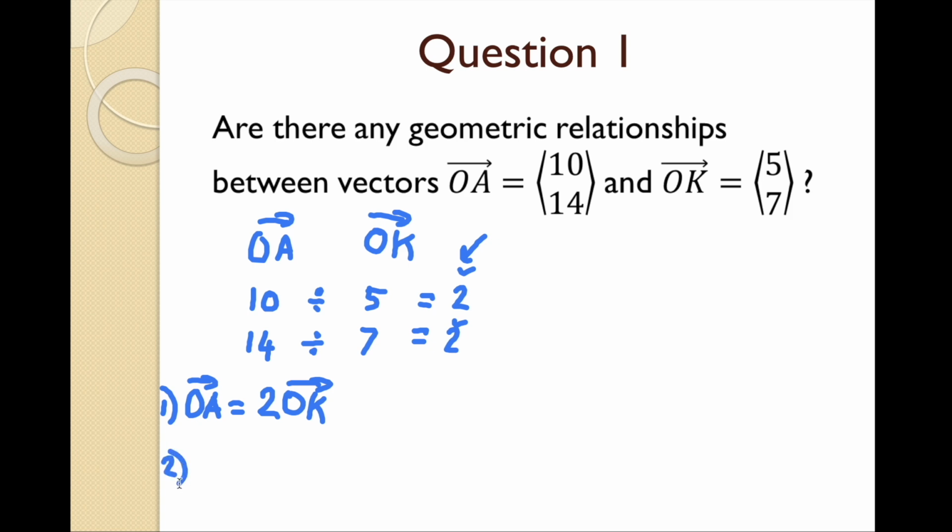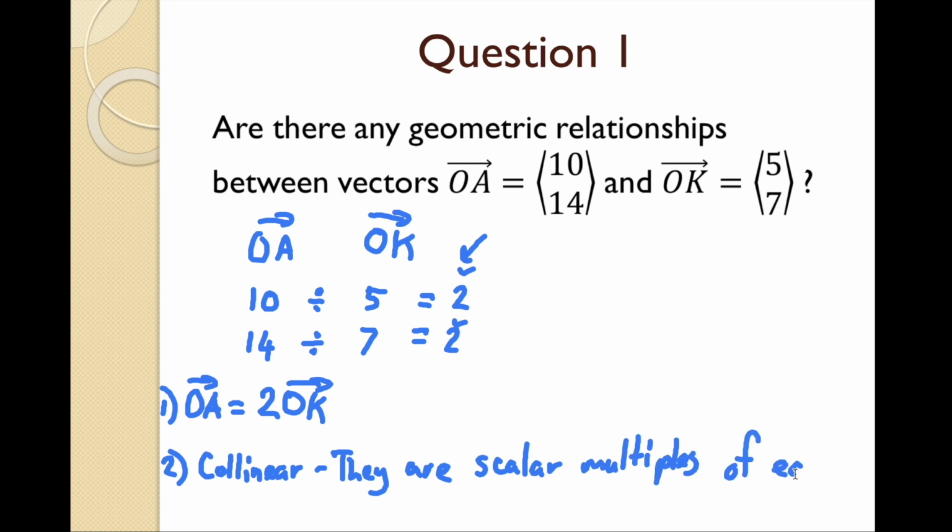Now my second, I would say that they are what? Collinear. They are, so this is something you have to write, they are scalar multiples of each other, right? That's the most important part. You have to be a scalar multiple before you could be parallel or collinear. If you're not a scalar multiple, you can't be either one of them, okay? So they are scalar multiples of each other and share a common point, which is O, right? So in this case, I know that they're collinear because they are scalar multiples of each other and share a common point O. All right, so that's OA and OK.